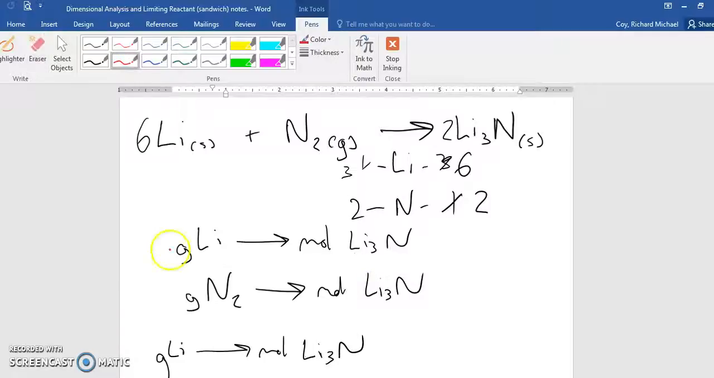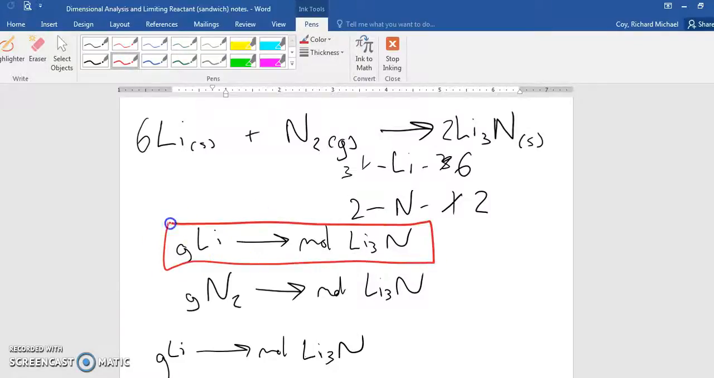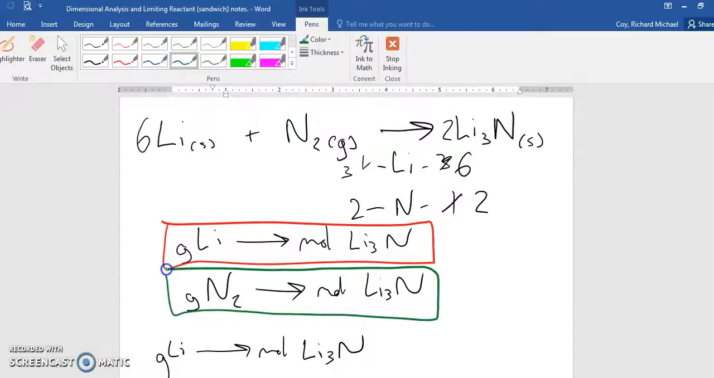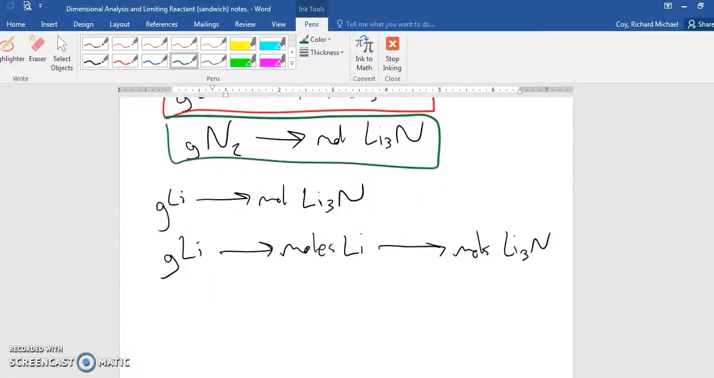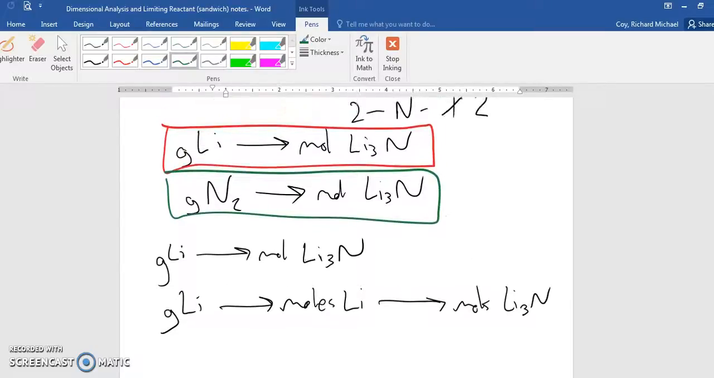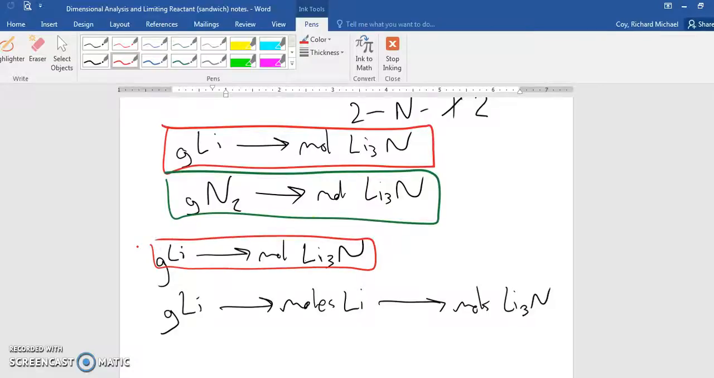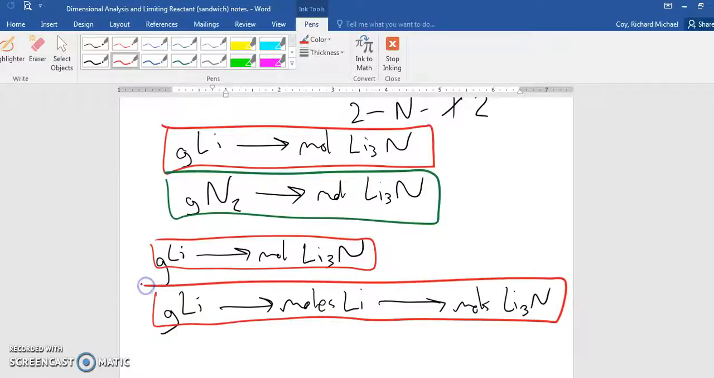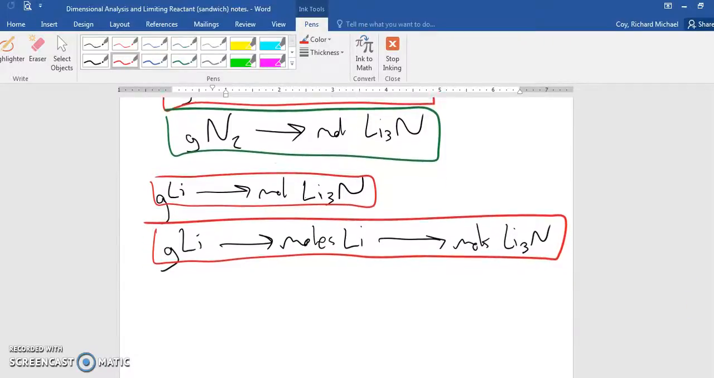The second question then is if I use up all my nitrogen, how much lithium nitride can I make? So you have to do both. So we just set up the plan for the first one here. And this is the one that I'm doing in red to keep it consistent. Grams of lithium to moles of lithium nitride. Don't know how to do it in one step, but I can go from grams of lithium to moles of lithium. Then I can go to moles of lithium nitride. So let's jump into that.